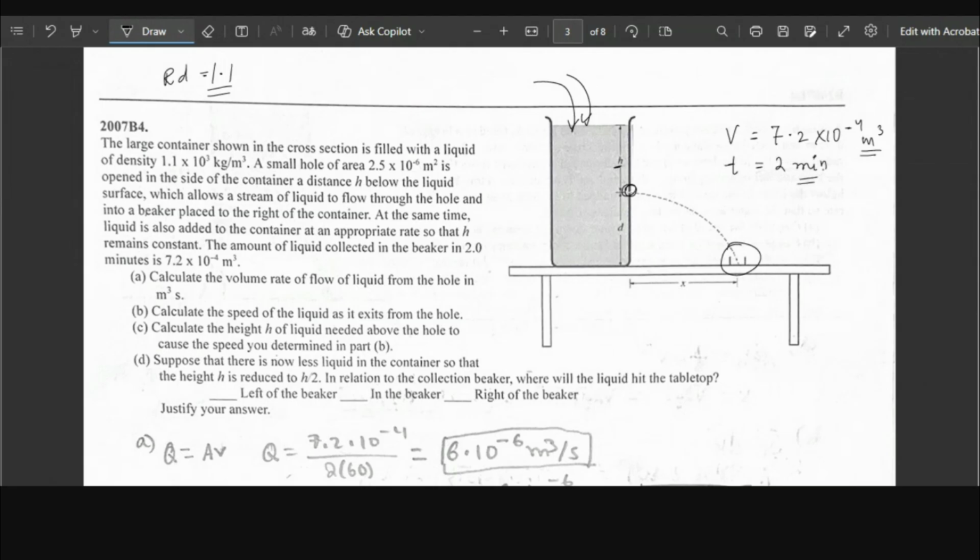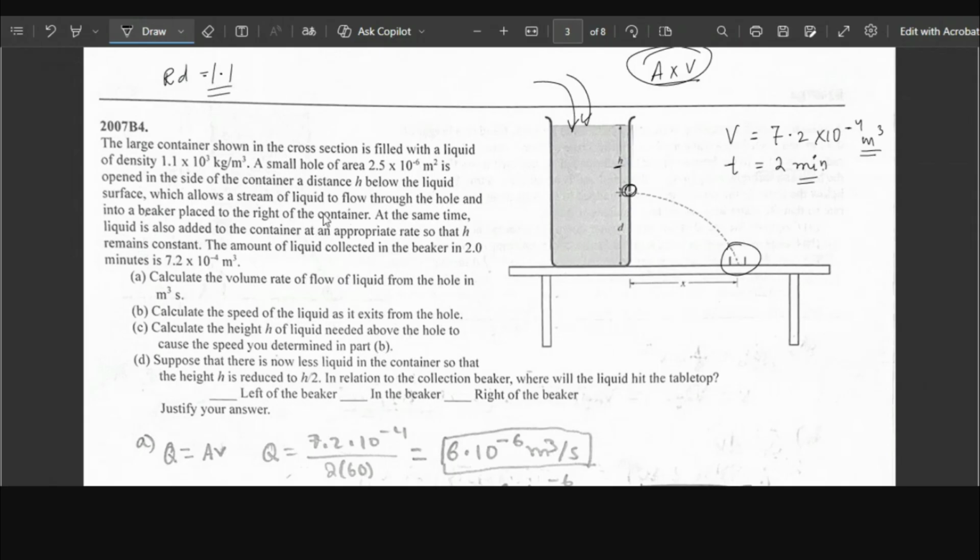In the first part it says calculate the volume flow rate of the liquid from the hole in meter cube per second. If you have to find the volume flow rate, it is area times velocity. But they already gave us the volume collected, so you just divide the volume by the time. For per second, we have to divide by 2 minutes, that is 120 seconds.